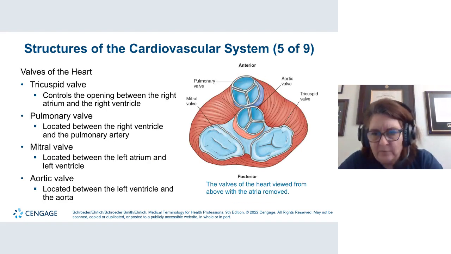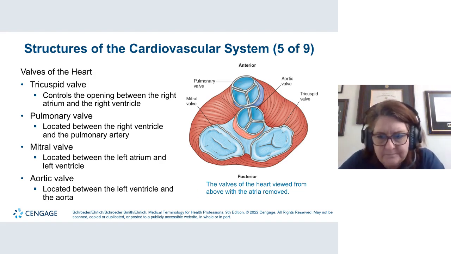Oh, here's the lovely valves we were just talking about. See, there we go. You can see the three leaflets there. That's the tricuspid. There's your mitral valve. You have your, excuse me, aortic valve, and your pulmonic or pulmonary valve, as they call it.